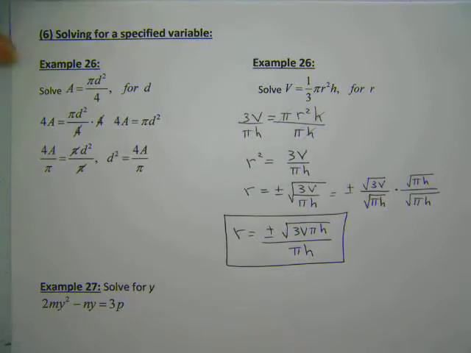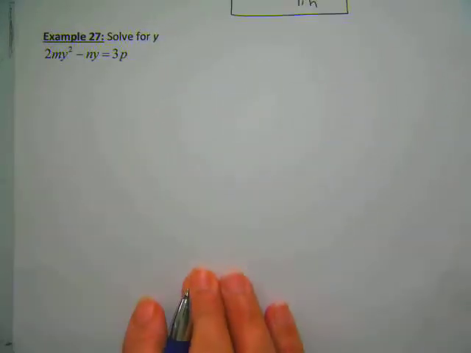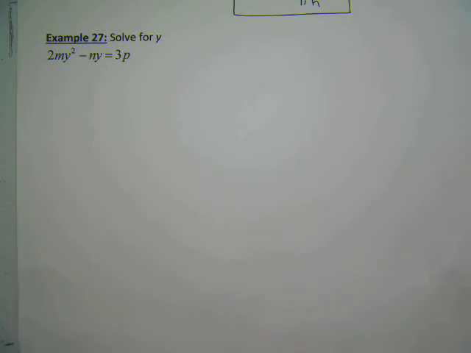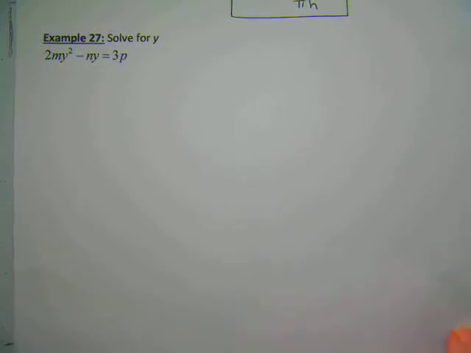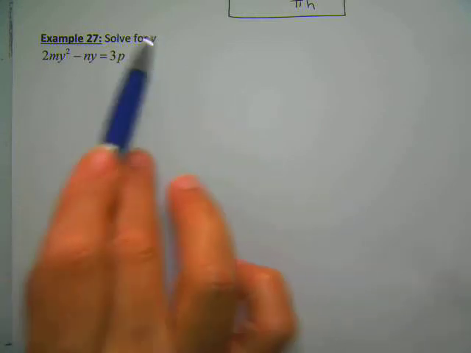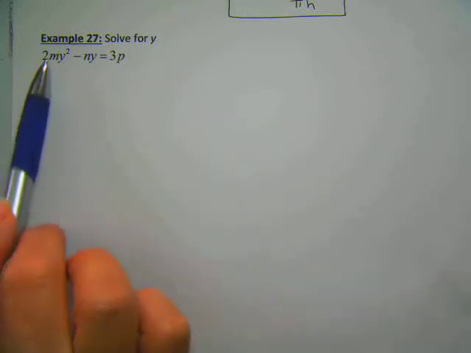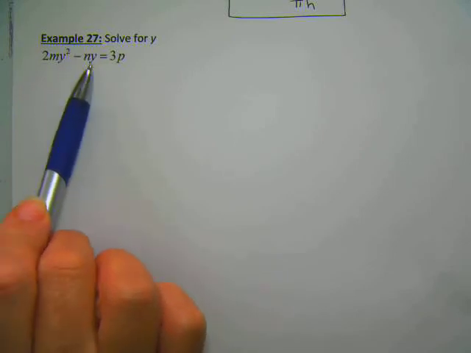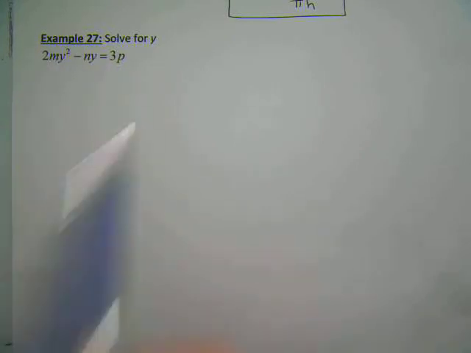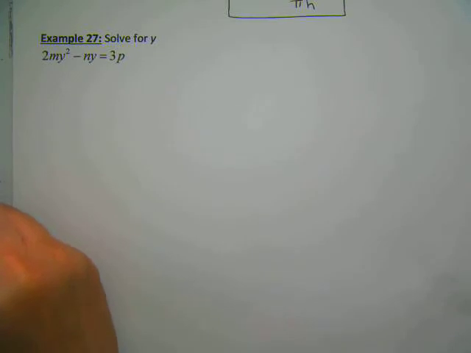Okay, let's look at the last example of this big section, example 27. And I did lots of examples. Hopefully this is all going to be helpful for you. We need to solve for y, but if you look at this problem, we have 2my squared minus ny equal 3p. So the y is appearing twice in the same equation. One time it's squared and one time it is not squared. When we have that case, because it's all variables, it's hard to complete the square, it's hard to do all these other methods. The easiest method to do this example is the quadratic formula.